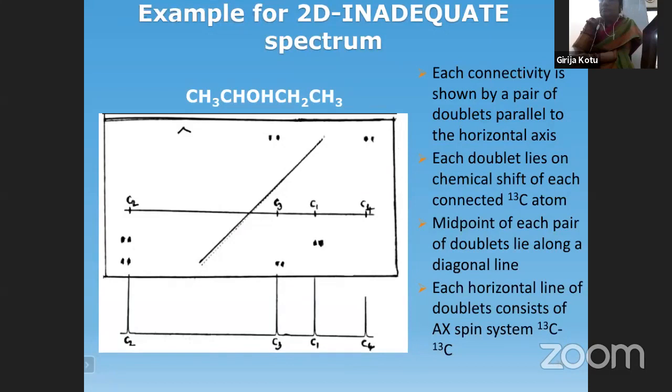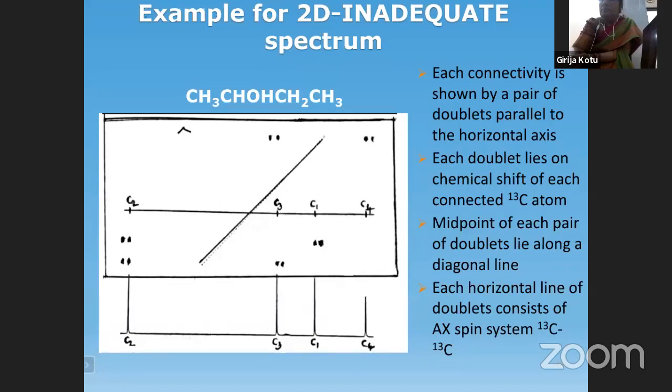So the bottom is showing the C13 NMR, the conventional NMR, and the top one, in matrix form, is showing the 2D INADEQUATE. So it is just the connectivity between carbons. You have an imaginary diagonal line. I have drawn the diagonal line, but it is imaginary. So how is the connectivity shown? For connectivity, a pair of doublets are present equidistant from the diagonal line.